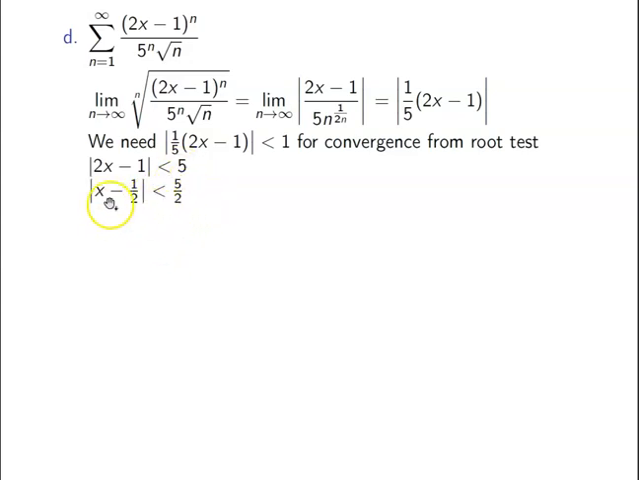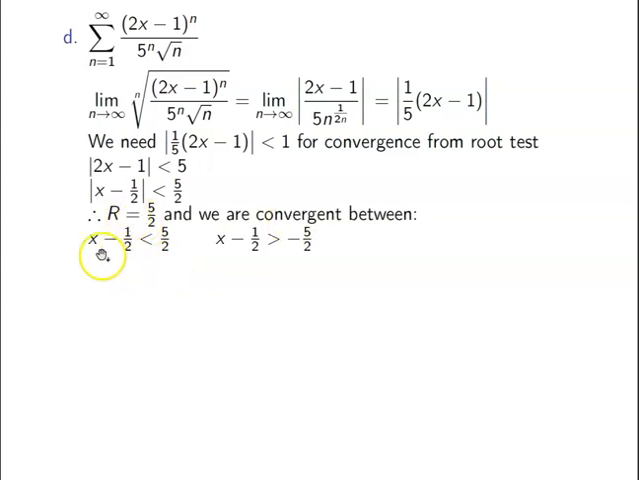So in order now to figure out what this radius is, I add 1/2 to this, and then I do my signs, I switch the sign, and I make this negative, and I subtract the 1/2, okay? So my radius of convergence is 5/2, centered at 1/2, okay?